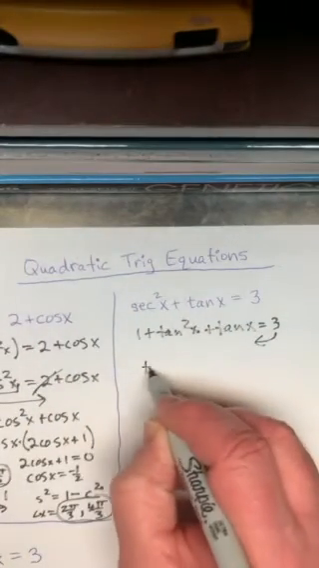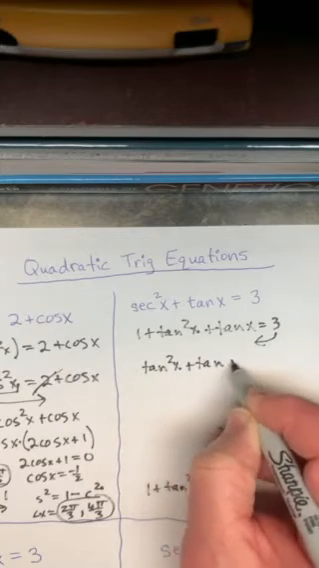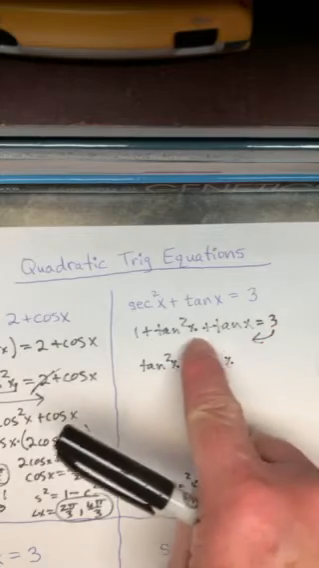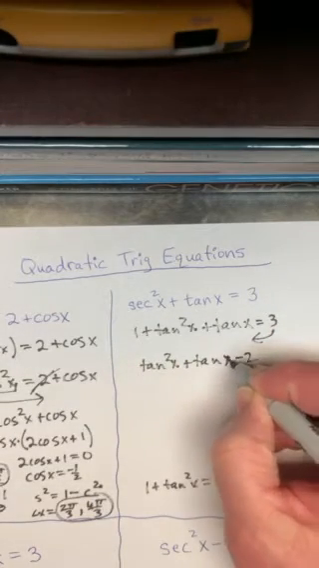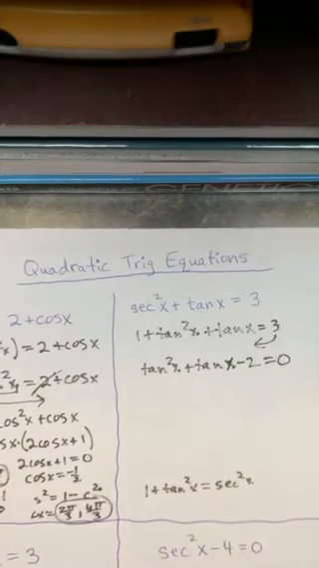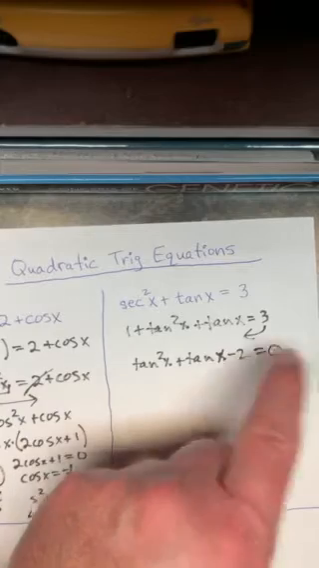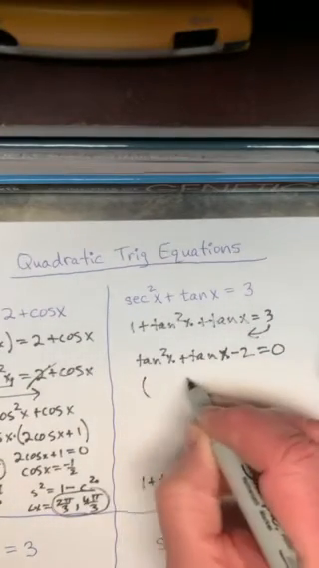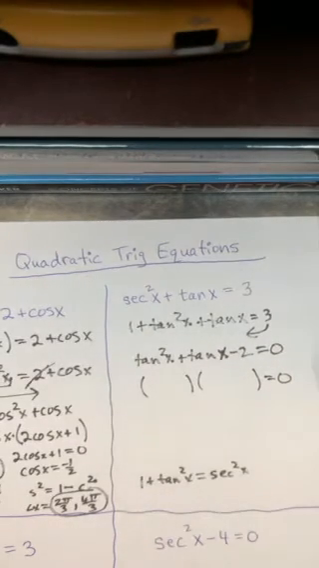So that's telling me we've got tan squared plus tan. Now there was a 1 over here, but I'm subtracting a 3. So 1 minus 3 gives me -2 equals 0. I have a quadratic equation written in descending order with everybody on one side. So we're now going to try to what? Take that trinomial and factor it like we did yesterday.